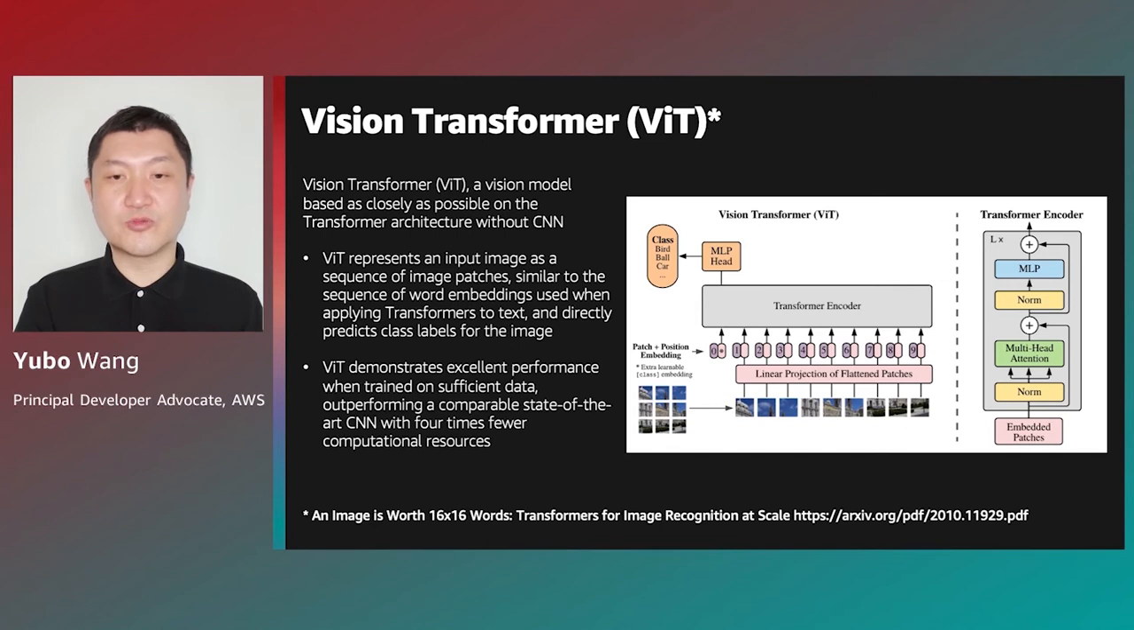Vision transformer is proposed recently. It is a vision model based as closely as possible on the transformer architecture without CNN. The core mechanism behind the transformer architecture is self-attention. It gives the capacity to understand the connection between inputs. A major challenge of applying transformers without CNN to image is applying self-attention between pixels.